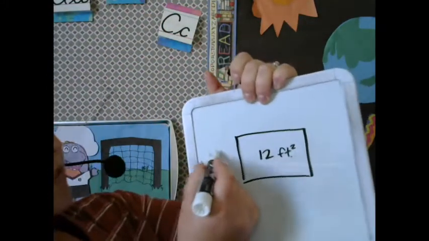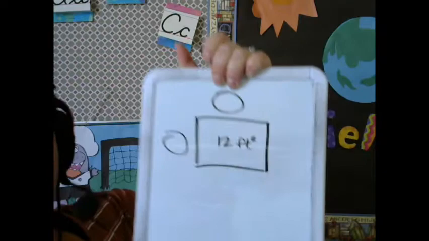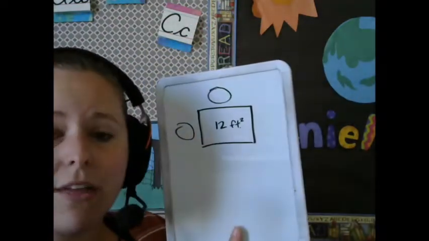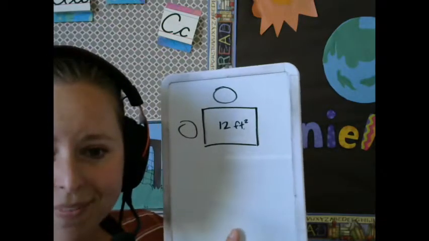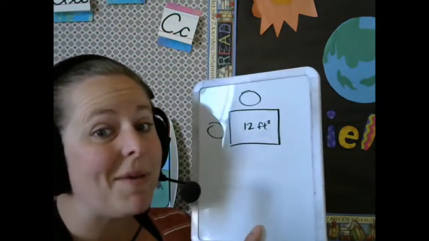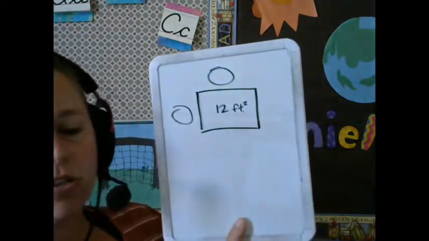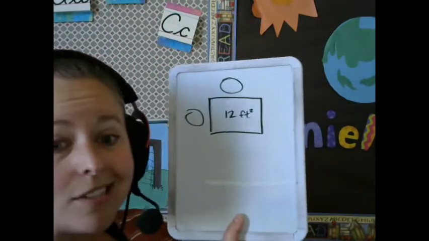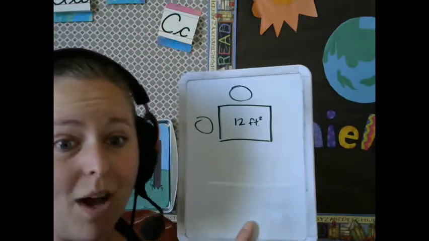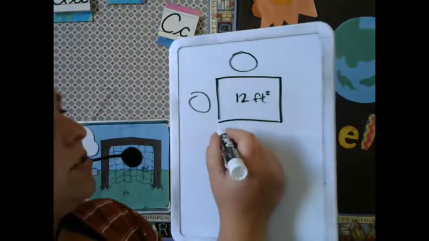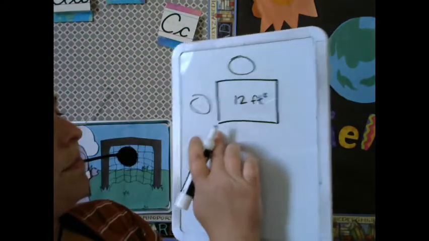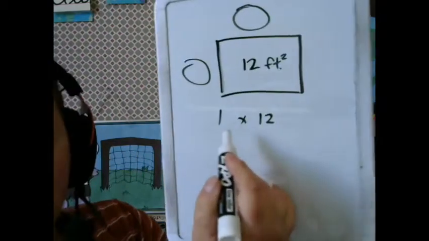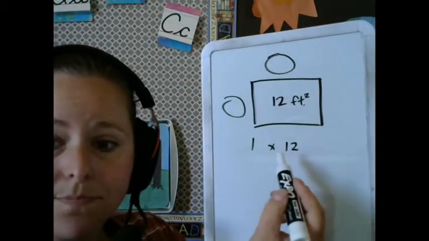Now I'm just going to look at this side and this side. And I'm going to need to figure out what I can multiply together to equal 12. Okay? And I just need to pick one that works. So what can I multiply together to equal 12? Well, obviously, if I multiply 12 by 1, because anything times 1 is itself, so I would do 1 times 12, right? So my sides could be 1 by 12.